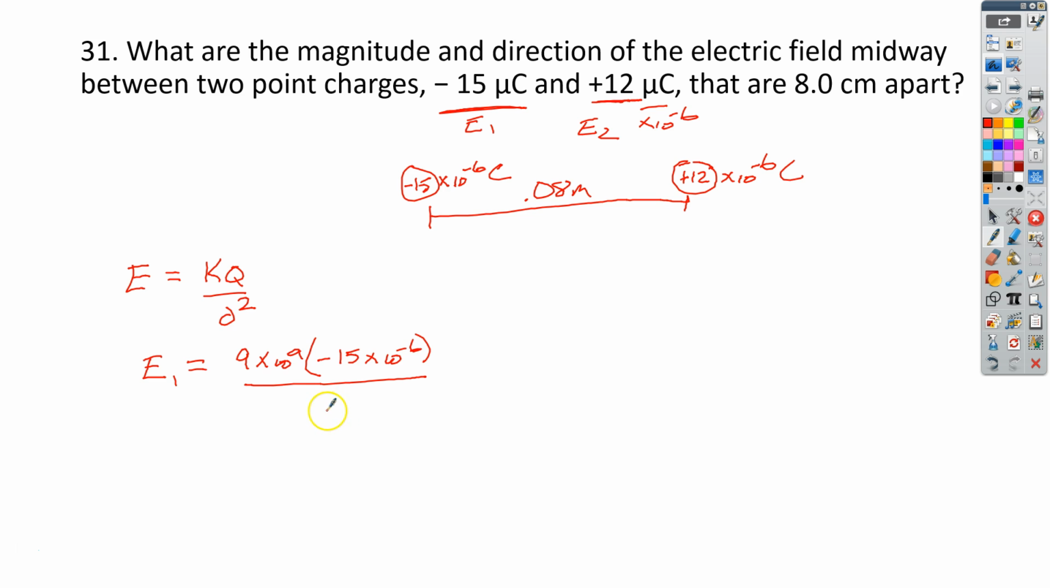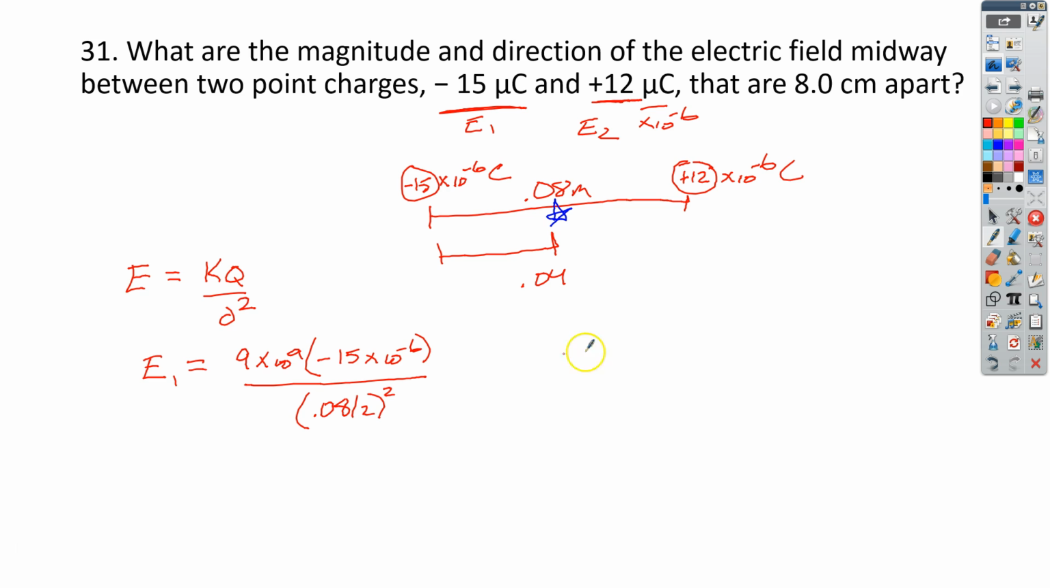But the problem that we have here is they want us to find the electric field midway between the two. So we're really looking at how it affects this middle part right here. So we want to know what is the electric field on the star. If we want to know the electric field on the star, we need to take our position, which is 0.08 meters, and divide that by 2. And then we're going to square that. And it's because from here to here is 0.04, or 0.08 divided by 2.